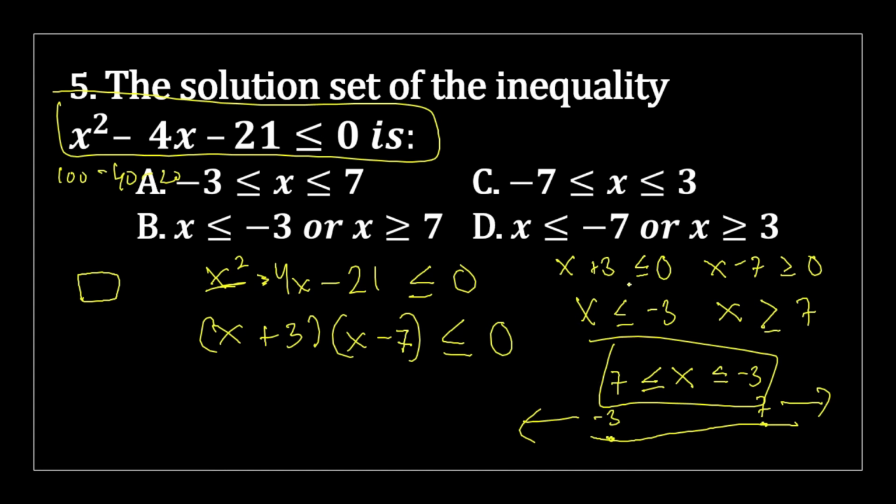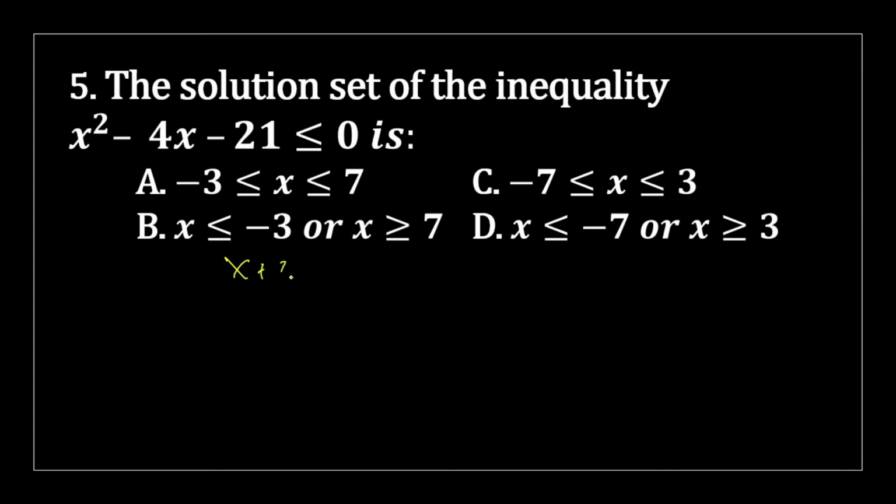So there's another one. Let's change this. Let's make x plus 3 greater than or equal to 0, and x minus 7 is less than or equal to 0. We interchange it. So if we do it, we have x greater than or equal to negative 3, or x less than or equal to 7.